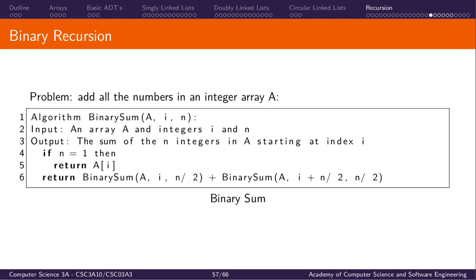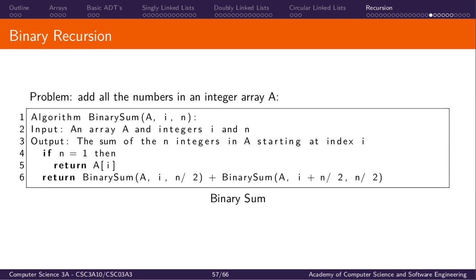All right. So again, we have i being the starting element. We're saying A, i up to n. That makes sense. And then, oh yes, okay, the addition is correct there. So we first have i as our starting index and n the number of integers that we want to count up. We call binary sum from i and the next n over 2 elements.